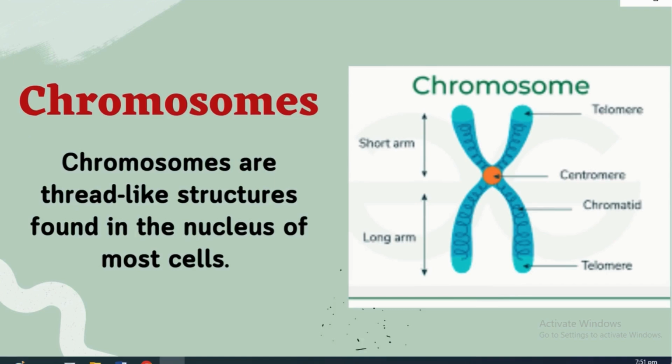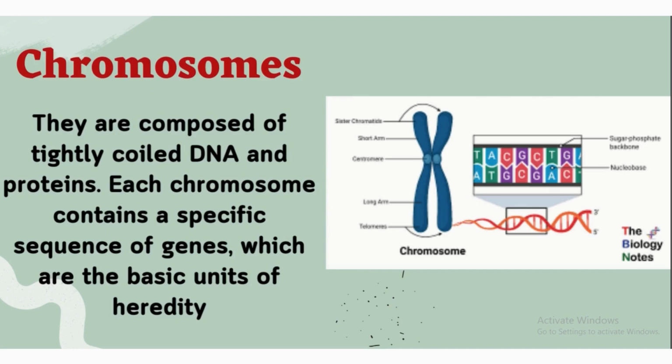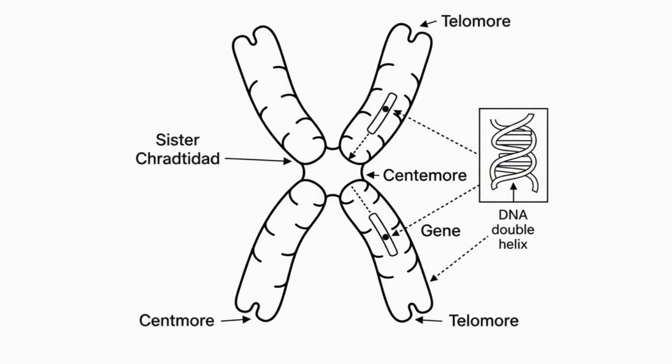So basically, chromosomes are thread-like structures found in the nucleus of most cells. Chromosomes are composed of tightly coiled DNA and protein. Each chromosome contains a specific sequence of genes, which are the basic unit of heredity. We explain this with these images: the center part of the chromosome is known as the centromere, the edge is the telomere, and the two arms are known as the sister chromatids. In this picture, the DNA is a double helix wound and enclosed in the chromosome. This whole structure we call a chromosome.